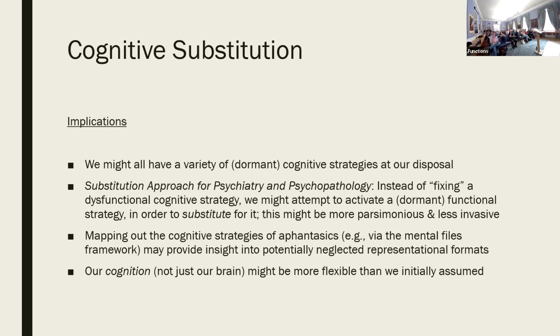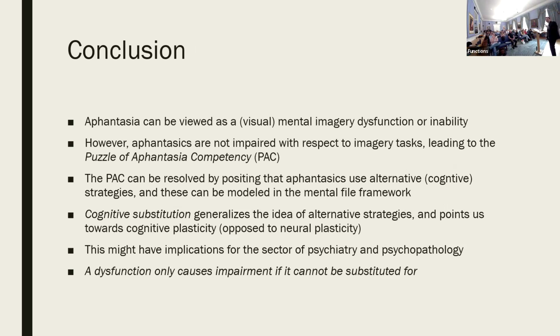And as an extension of this, I would argue that, for example, mapping out the cognitive strategies of aphantasics, as I've tried to do in the case of the mental bias theory framework, right, might be helpful for us to actually learn about some thus far neglected cognitive strategies or representational formats and so on and so forth, right? So the last implication I would say is that our cognition, and not just our brain, actually might be more flexible than we initially assumed. Okay, so let us conclude.